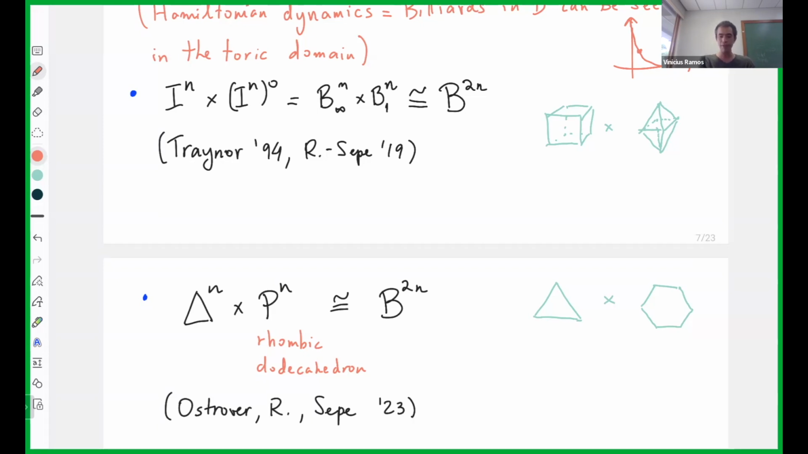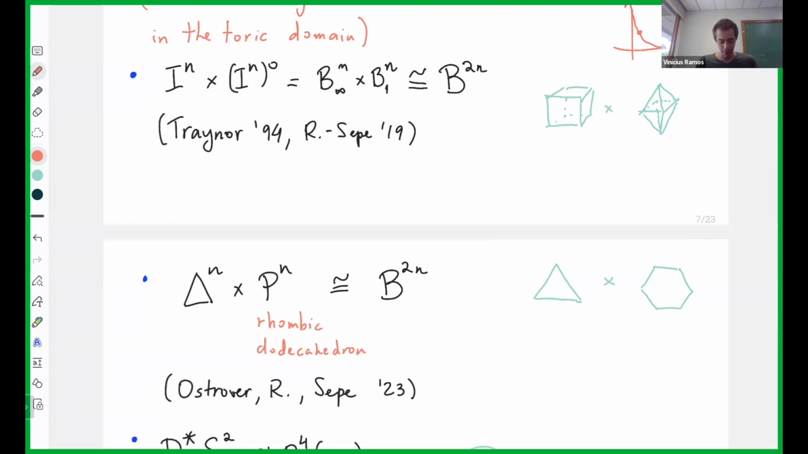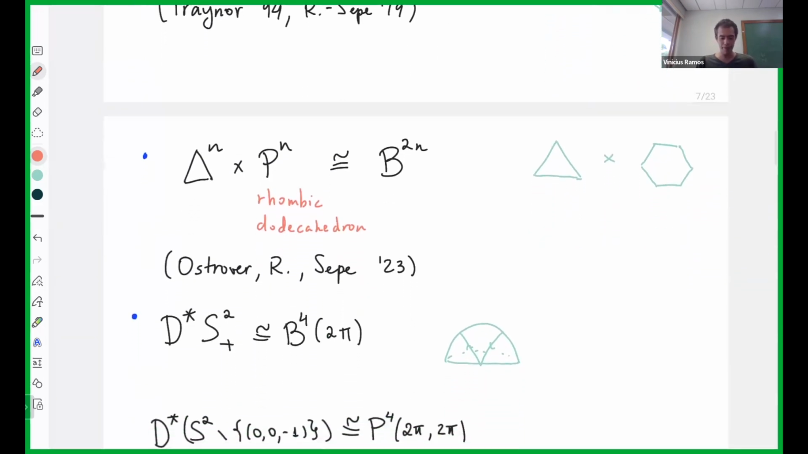And actually, we can generalize this to higher dimensions. So given a simplex, we can find a polytope, which is basically a generalization of the so-called rhombic dodecahedron, so that the product is symplectomorphic to a 2n-dimensional ball. I'm not going to draw the rhombic dodecahedron, but it's a well-known polyhedron in dimension 3, and then we can generalize this to higher dimensions. I think this is very interesting because it involves these other polytopes, and the proof has to do with total lattice. It's quite intricate.